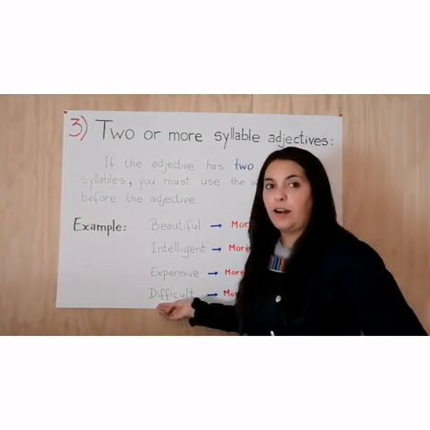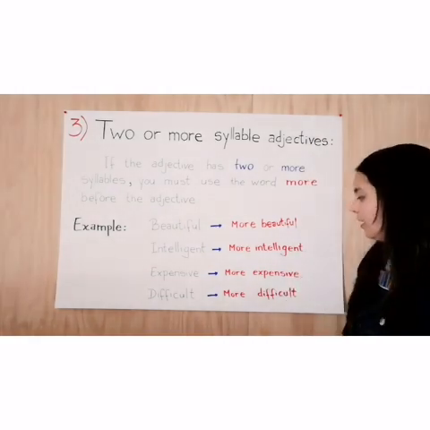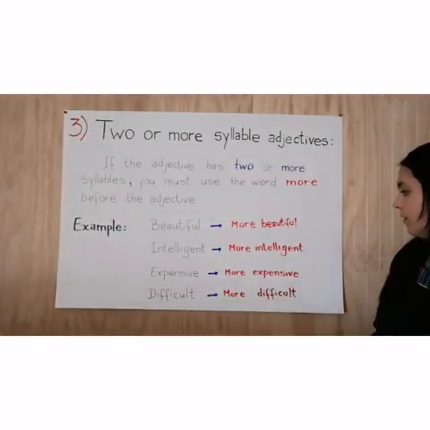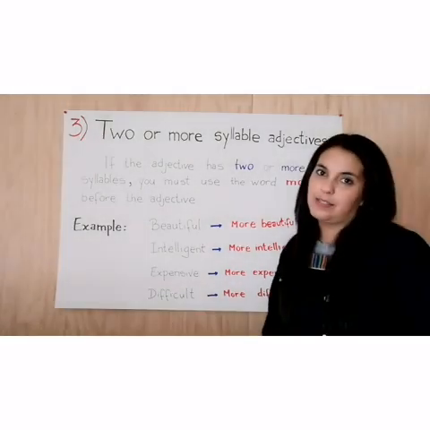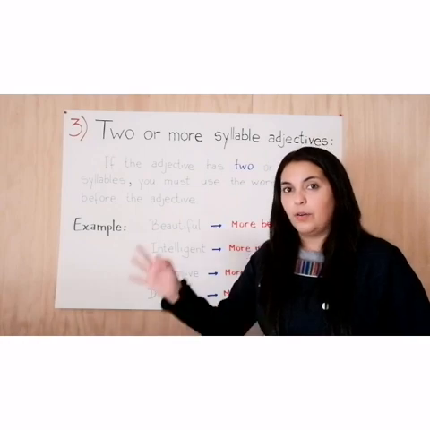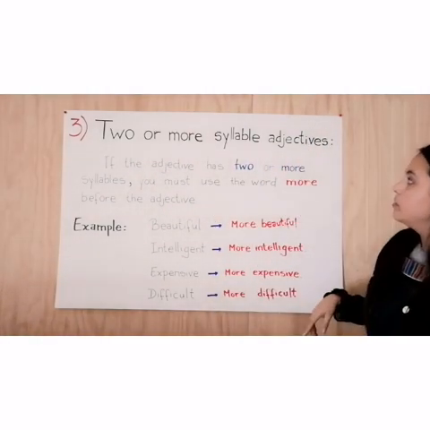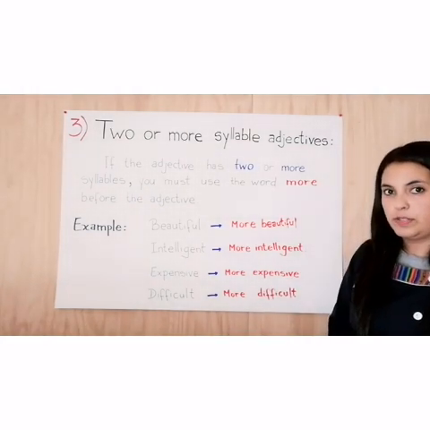And difficult, three syllables. So again, we need to use the word more before the adjective, so the comparative form is more difficult. So rule number 3, two or more syllables, we need to use the word more before the adjectives.